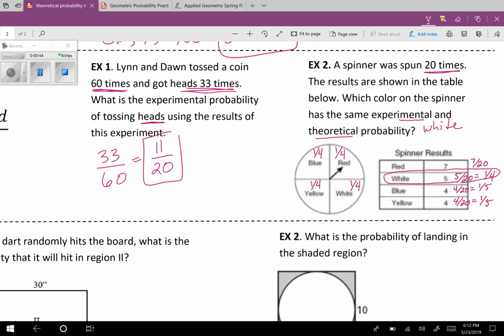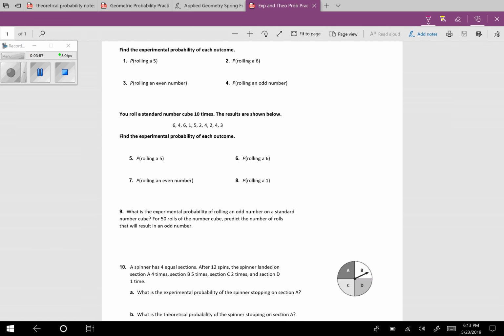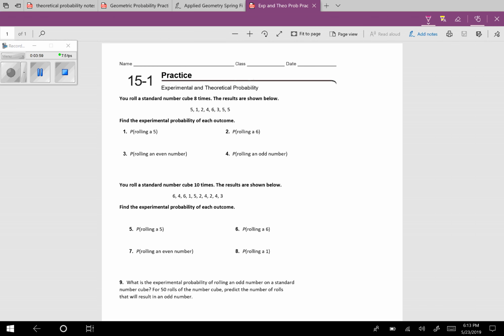So that's the gist of experimental probability. We'll go ahead and take a look at our homework here in a second. Okay, so let me pull up the homework. All right, so the first section is very easy.